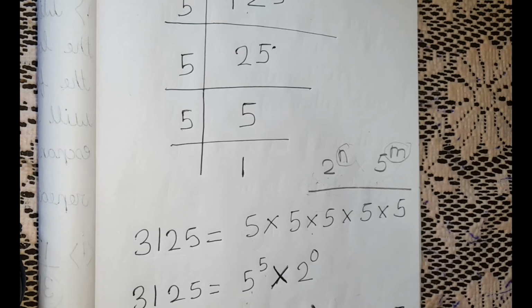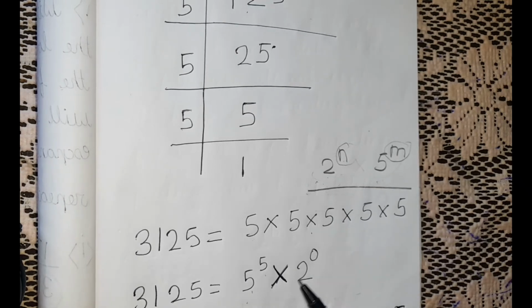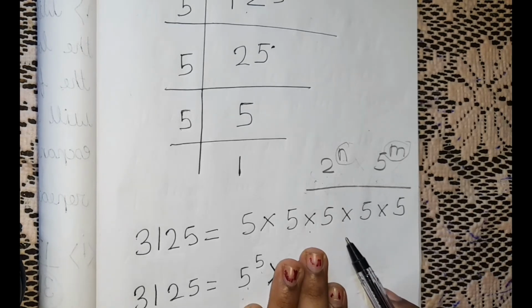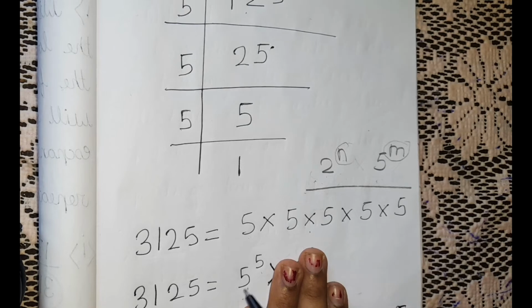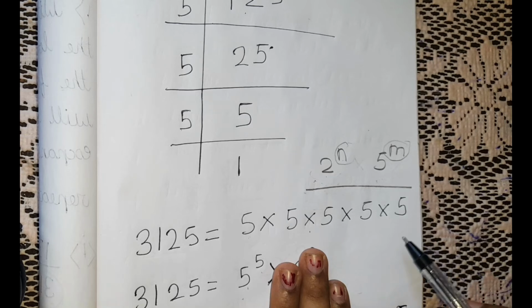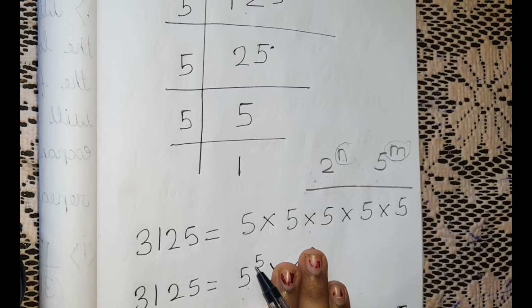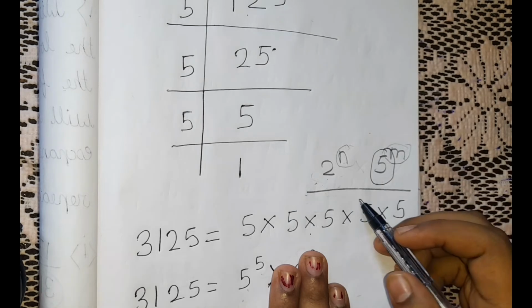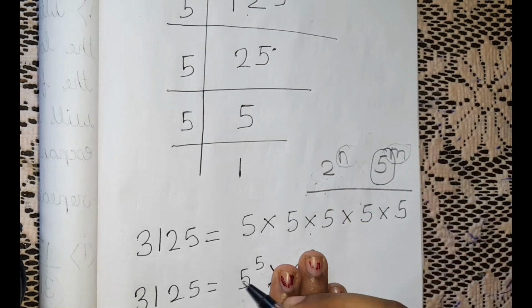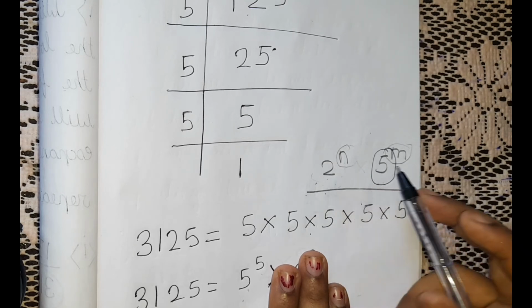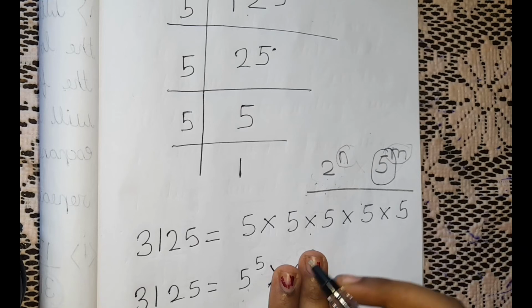First of all, you guys might have a doubt: why did you write 2 power 0? You don't care about this 2 power 0. First of all, we got the answer 5 into 5 into 5 into 5 into 5. Totally we got 5 fives, so I wrote 5 power 5. In this form we got 5, but we didn't get 2. So if you get one number, we write the next number, that is 2. In case you get 2, then you should write 5. Here we got 5, so we wrote 2.